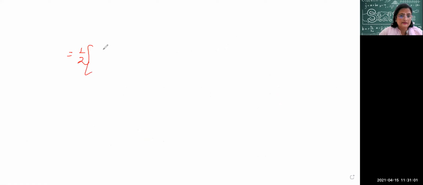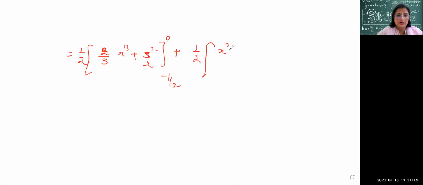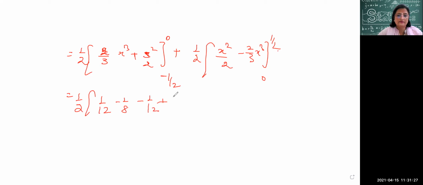So as it is bahar tha, this is 2 by 3 x cube plus x square by 2. ठीक है जी, integration from -1/2 to 0 plus 1/2, same here, x square by 2 minus 2 by 3 x cube, the limits from 0 to 1/2. So that comes out to be 1/12 minus 1/8 minus 1/12 plus 1/8. After putting all the values, when you will solve, it comes out to be 0. Therefore, expectation of XY is 0 and expectation of X is also 0.